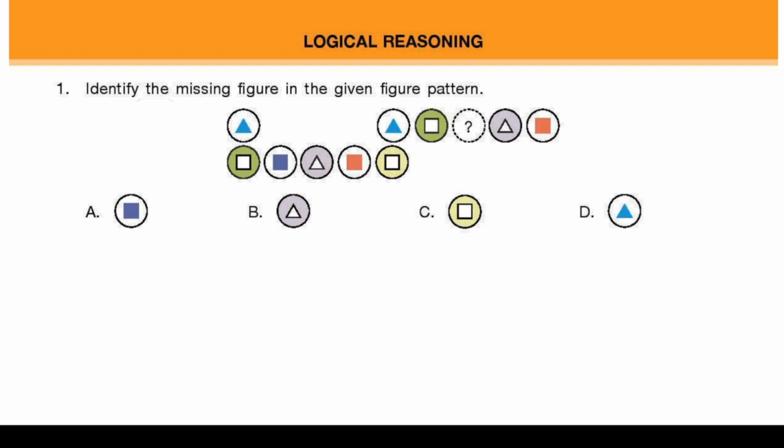Well, were you able to guess this? So, to identify a pattern, you should look at the set of figures that are repeated, which is here and here. And if you look in both the patterns, the second figure is the missing figure, that is the square inside a circle, which is option A.